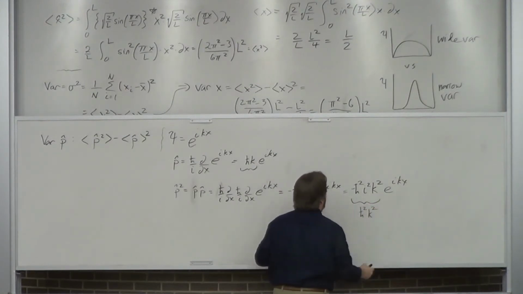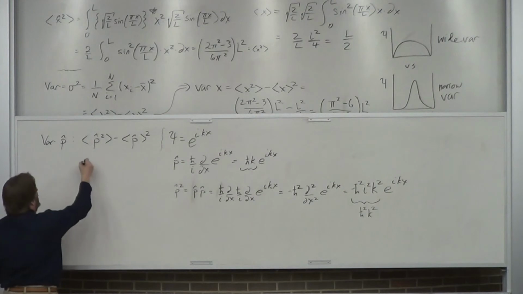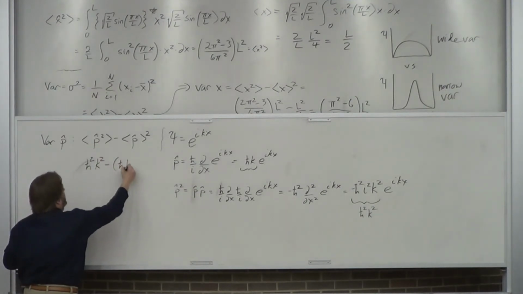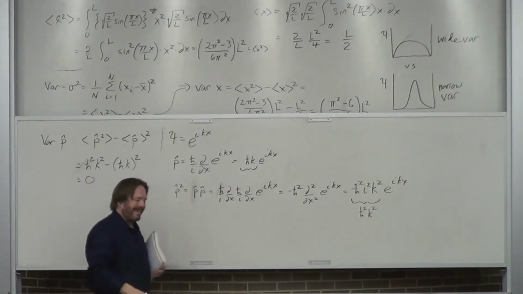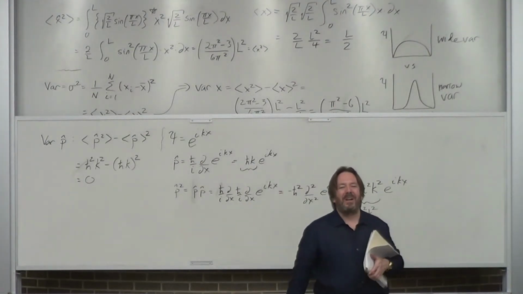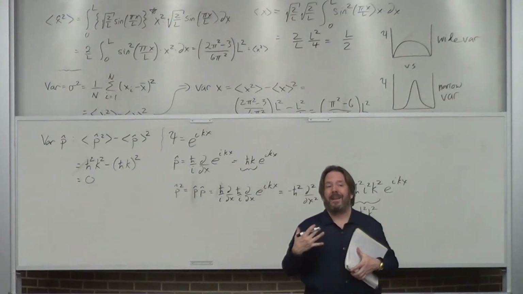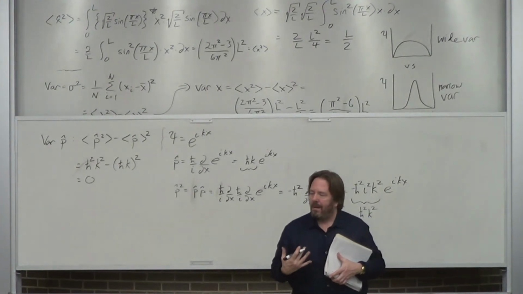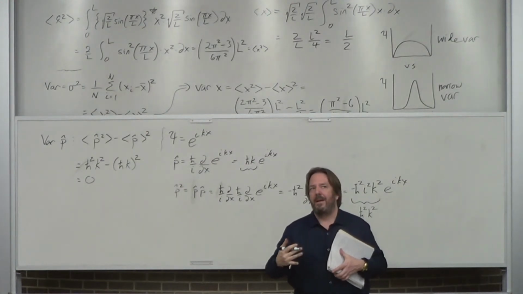The point of this is the variance in momentum for this free wave is h bar squared k squared minus the momentum squared, h bar k squared. So there's no variance in momentum. But now let's make an interpretation. There's no variance in momentum. That means there's no lack of knowledge of momentum. This thing is moving at a certain speed always.